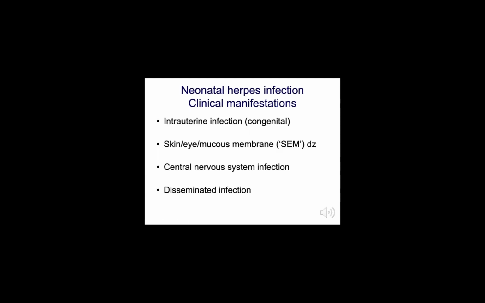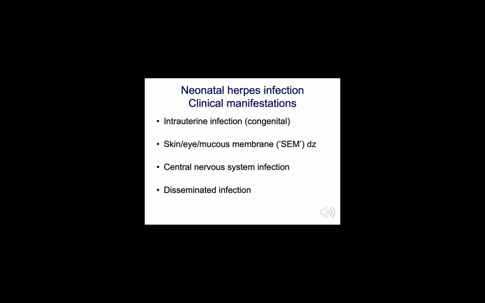Now, I will get back to those seroprevalence data among women a little bit later, but what I wanted to speak about here is the clinical manifestations of neonatal herpes infection. I mentioned that about 5% of infections are acquired in utero, congenitally, and those babies are born with all the stigmata of any congenital viral infection, including serious sequelae like microcephaly, which is a small head.